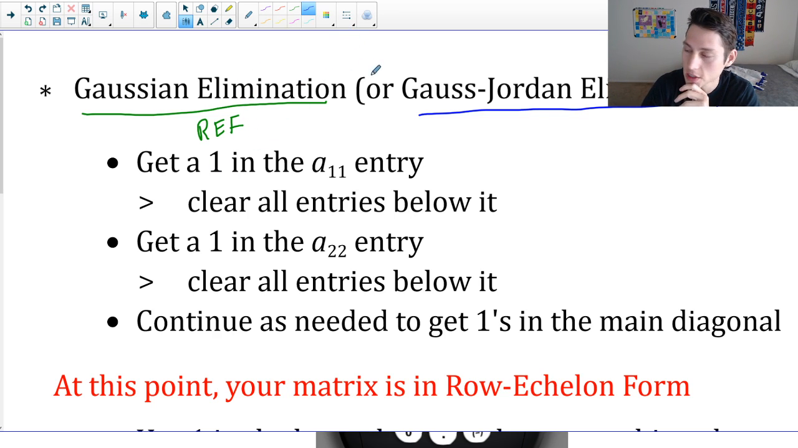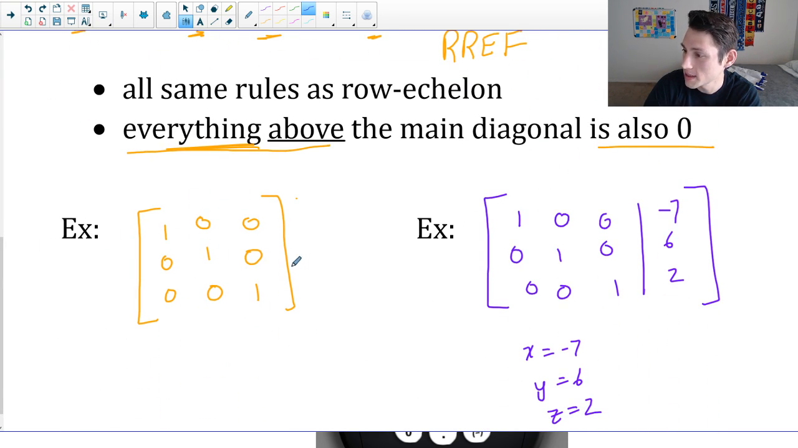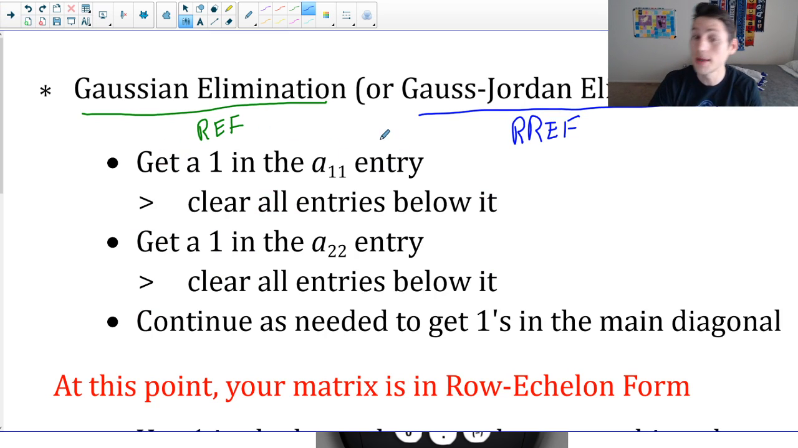That'd be so cool. We could solve the matrix. And that was fine for a while. But then this other guy, Jordan, he was like, yo, wait a minute. What if we made everything above the 1 0 as well? That'd be kind of cool. So Gauss-Jordan elimination will get us all the way to reduced row echelon form, which, again, the difference is reduced row echelon form has the zeros above as well. Right? Mind-blowing.